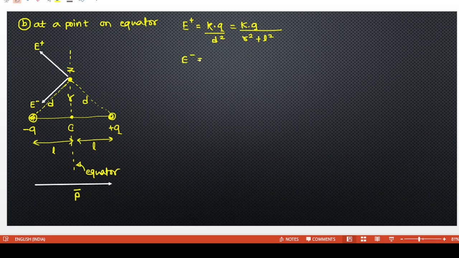Similarly, what is E minus, the electric field produced by the negative charge? Again it is kq by r square. K is k, q is q. Don't put q as minus q. Here you are finding the magnitude of the electric field. This arrow is taking care of direction. You are not finding potential. If you are finding potential, then charge is to be put with sign. But here you are finding the magnitude of the electric field.